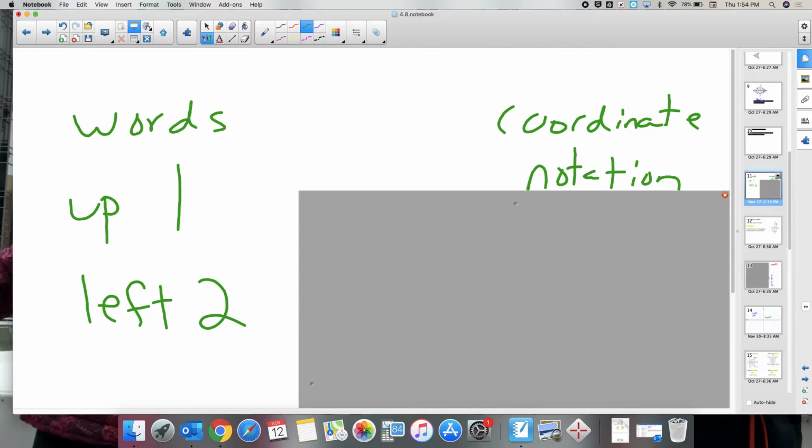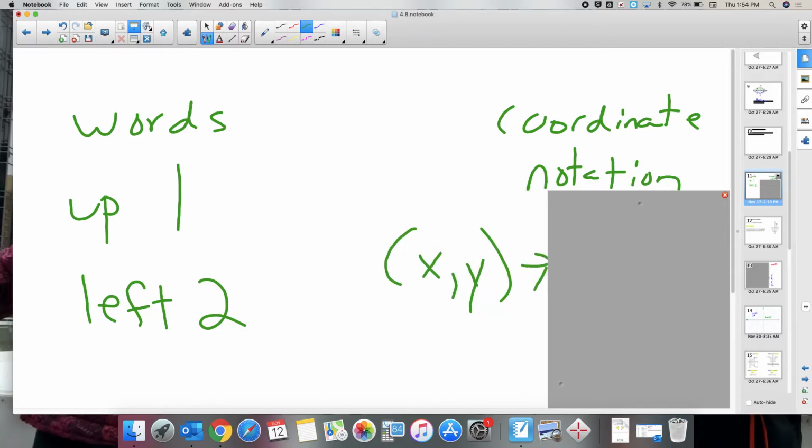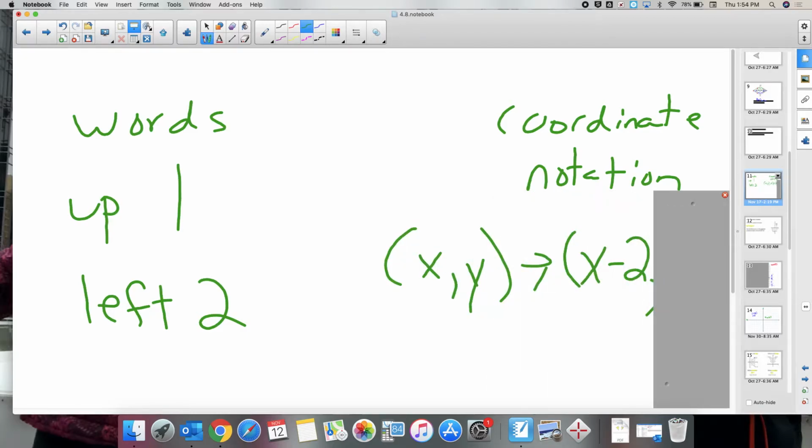To move it left 2, that affects your x value. So you're going to be subtracting 2 from your x. To move something up 1, that affects your y. So we are going to be adding 1 to the y. That's what coordinate notation looks like. They want to know, how are you going to affect that x and y point that's there?